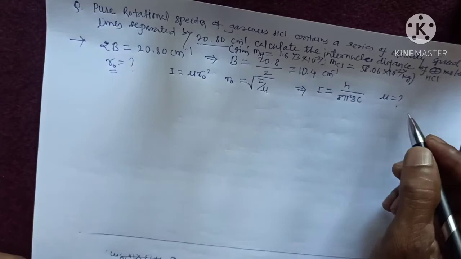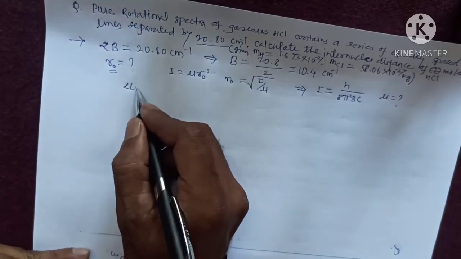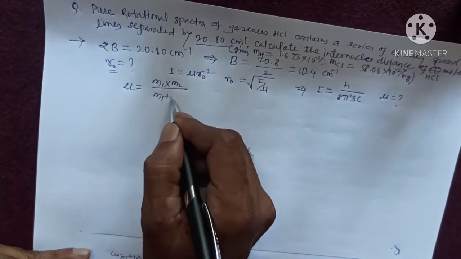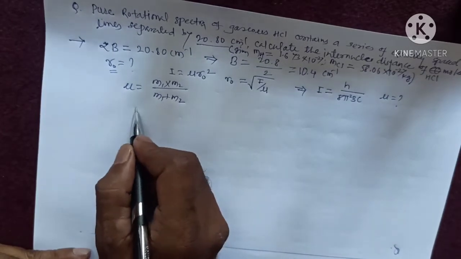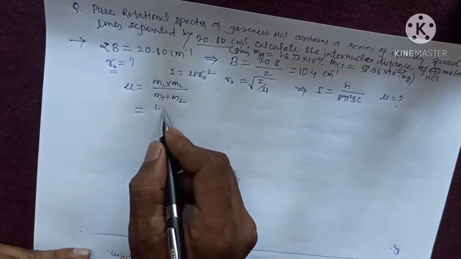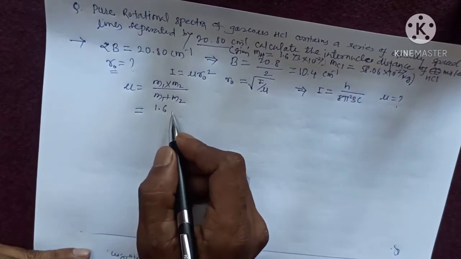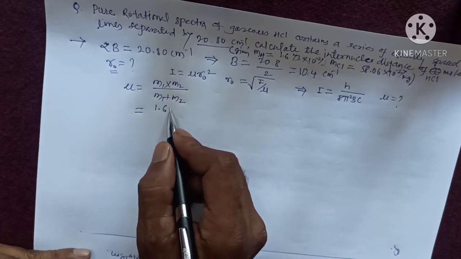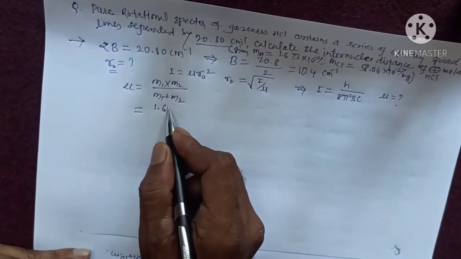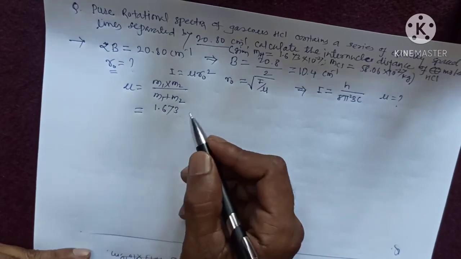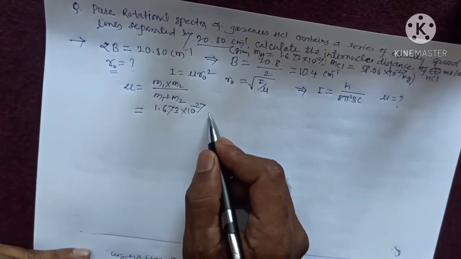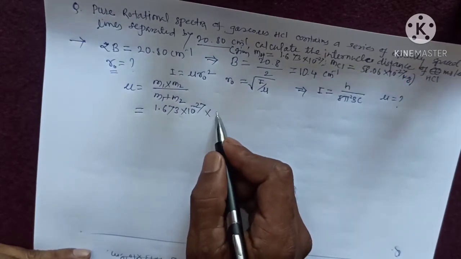So mu will be equal to, what is mu? It's the reduced mass, and it is equal to m1 into m2 divided by m1 plus m2. So first of all, let us determine the value of this mu. What is m1? It's the mass of hydrogen, and it is already given in terms of kilograms, so it need not be converted to another unit. So directly you can consider it in terms of kilograms, into 10 raised to minus 27, into, what is the value of the mass of chlorine?